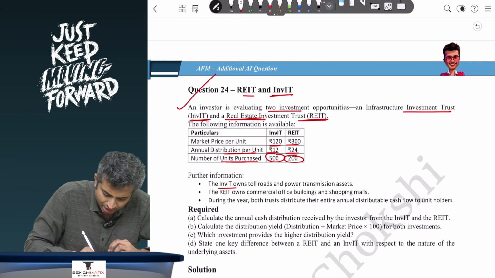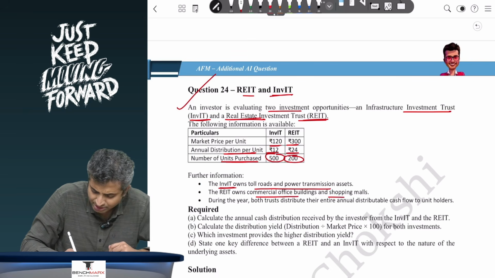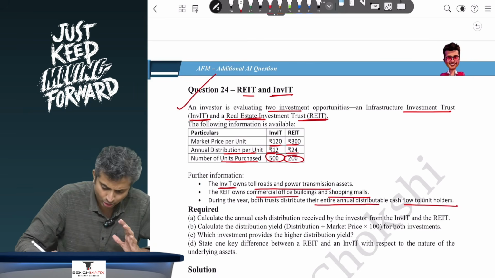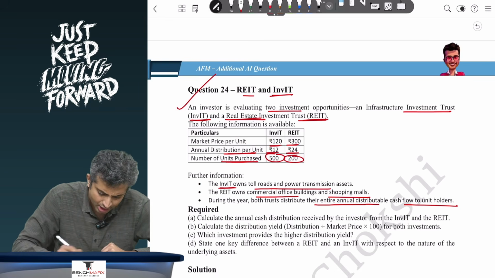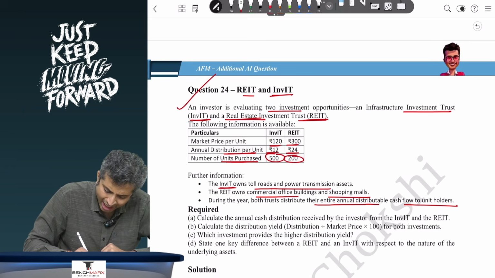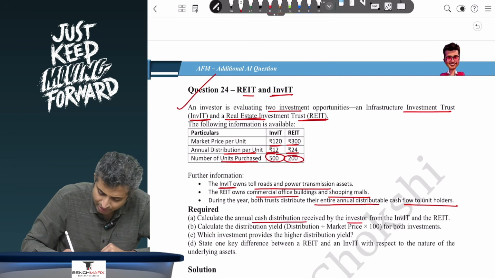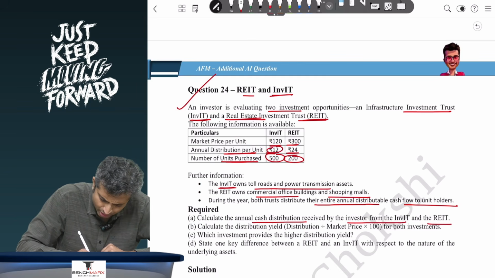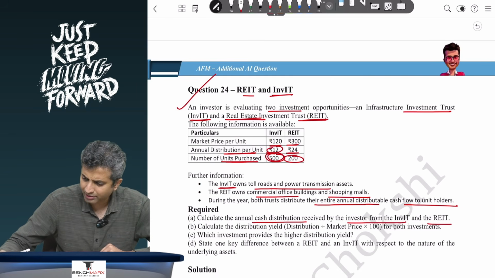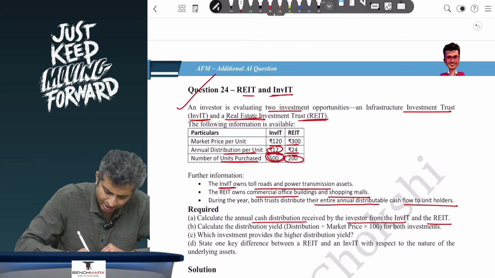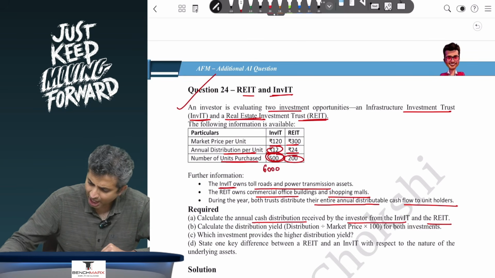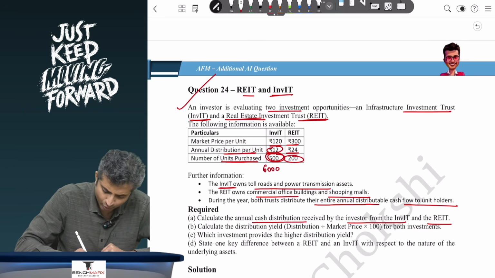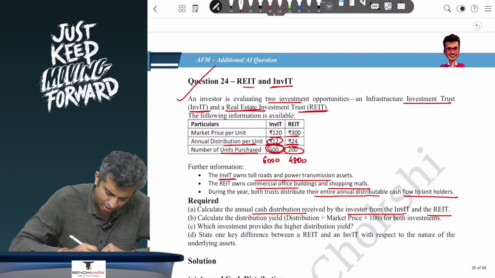Further information: the InvIT owns toll roads and power transmission assets, whereas the REIT owns commercial office buildings and shopping malls. During the year, both trusts distribute their entire distributable cash flow to the unit holders. So whatever they've earned, they will distribute. You are required to calculate the annual cash distribution received by the investor from the InvIT and the REIT. Over here, this is 12 per unit into 500 that I am holding. So 12 into 500 comes to 6,000, the distribution under the InvIT, and 200 into 24, I think 4,800, is the distribution under the REIT.